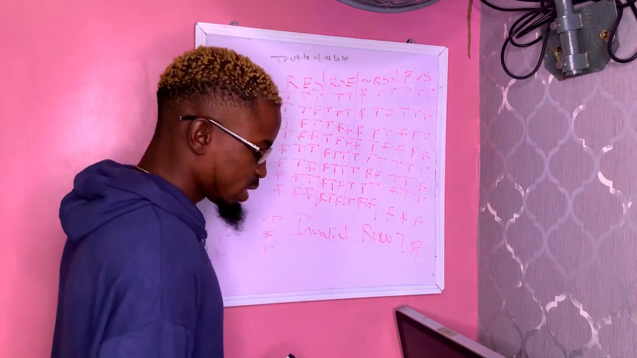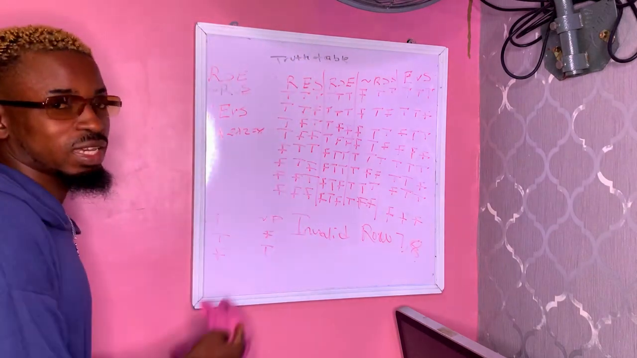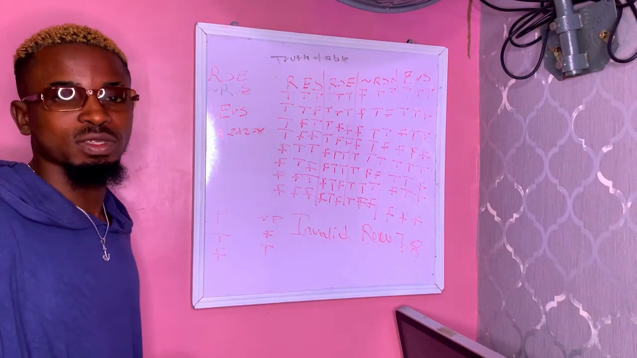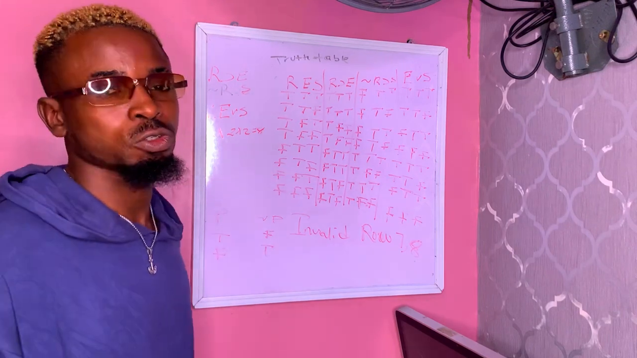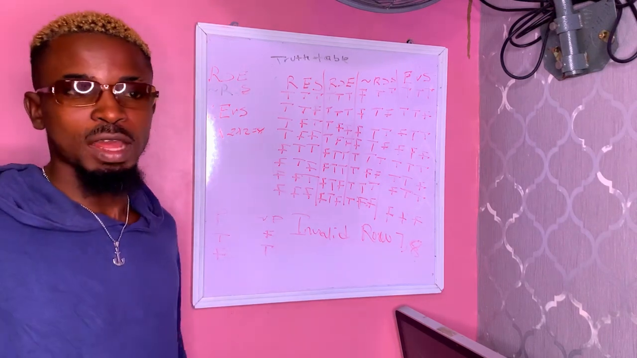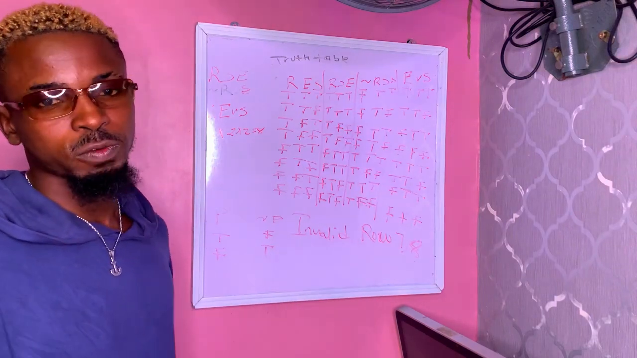So the only thing that makes an argument invalid when we are checking our truth table is true, true, false. Every other option is what? Valid. False, false, false, valid. False, true, false, valid. False, true, true, valid. True, true, true, valid. True, true, false, invalid.